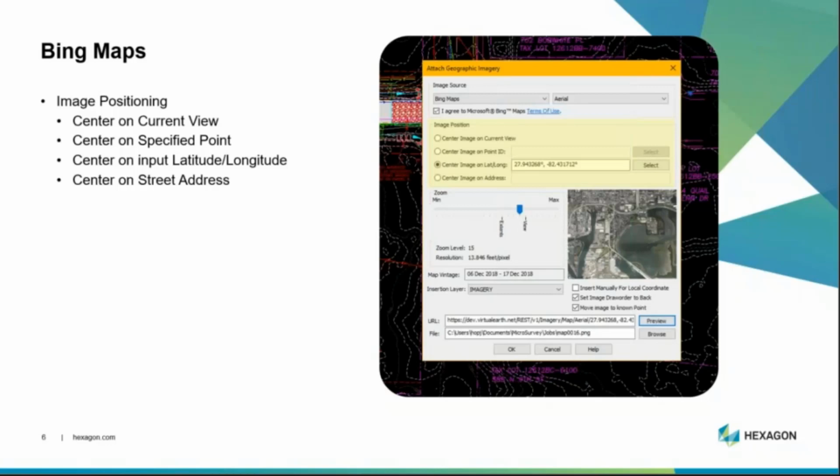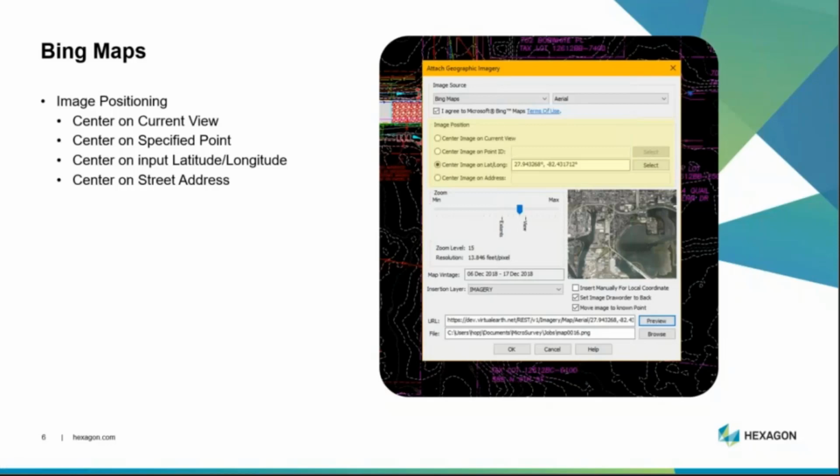Or if you center it on the point ID, likewise, you would need to have a coordinate system set up in order for it to recognize the latitude and longitudes for that point to grab that imagery. You can center on an input lat and long value. If you are not working in a specified coordinate system, or if you are working in a local coordinate system, but you happen to know a latitude and longitude, I've often just pulled these off of Google Earth or Bing Maps myself, and then entered them there.